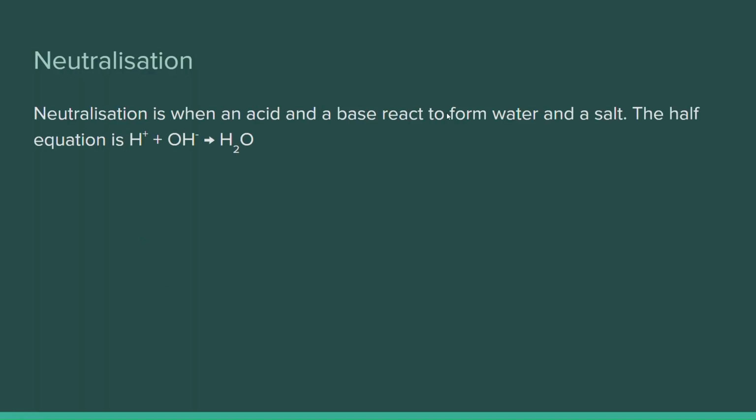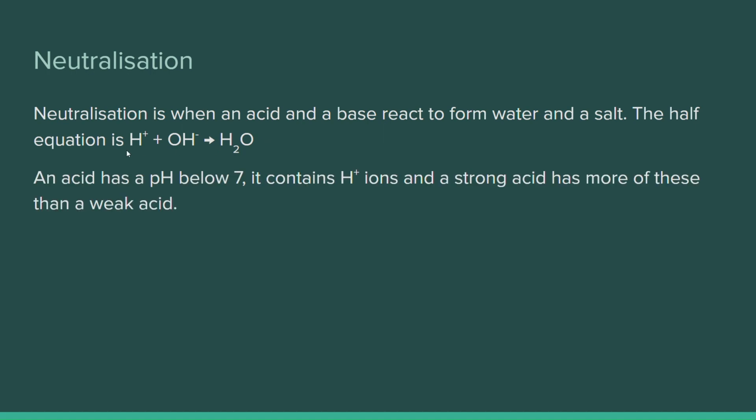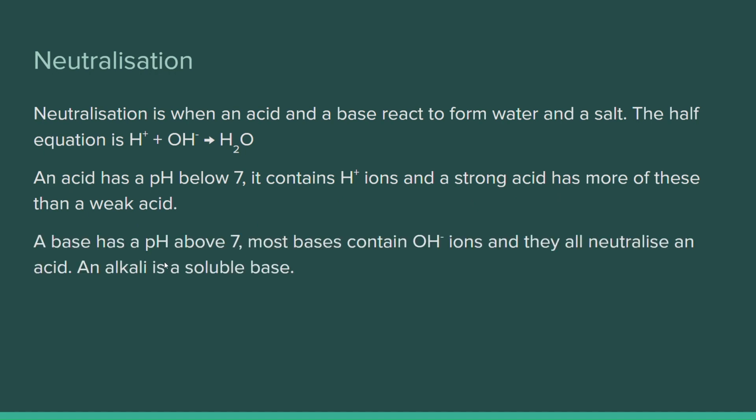Neutralization is when an acid and a base react to form a water and a salt. The half equation is H plus OH minus creates H2O. H plus is the acid ions and OH minus is the base ions. An acid has a pH below 7 because 7 is neutral. It contains H plus ions, and a strong acid has more of these than a weak acid. A strong acid is completely ionized.